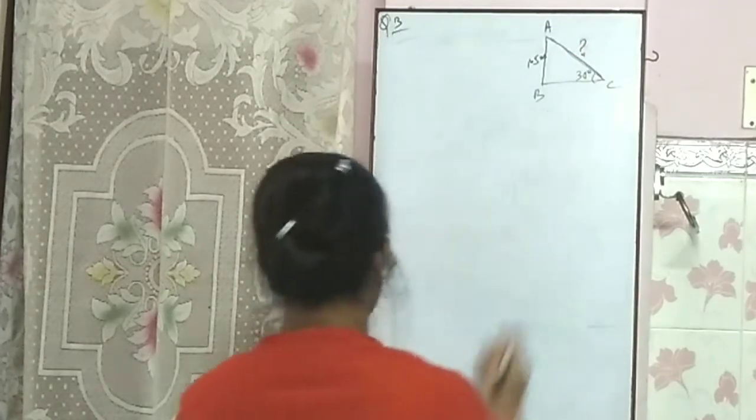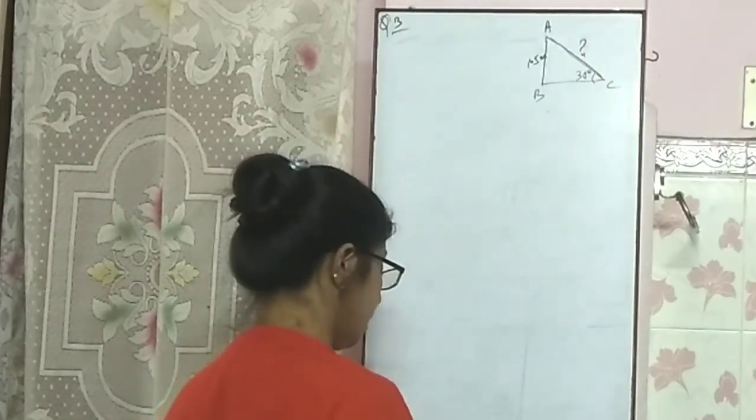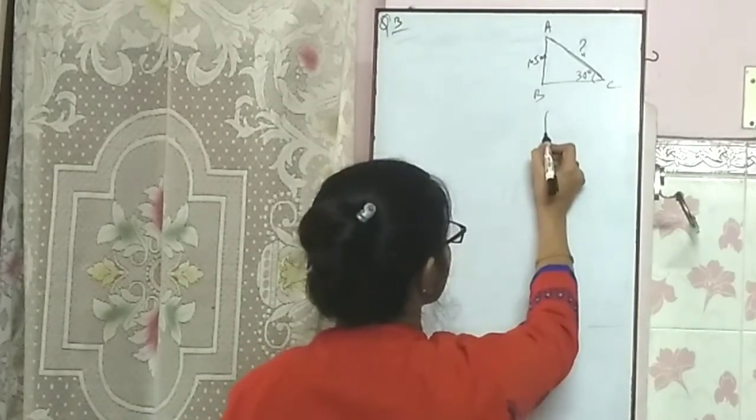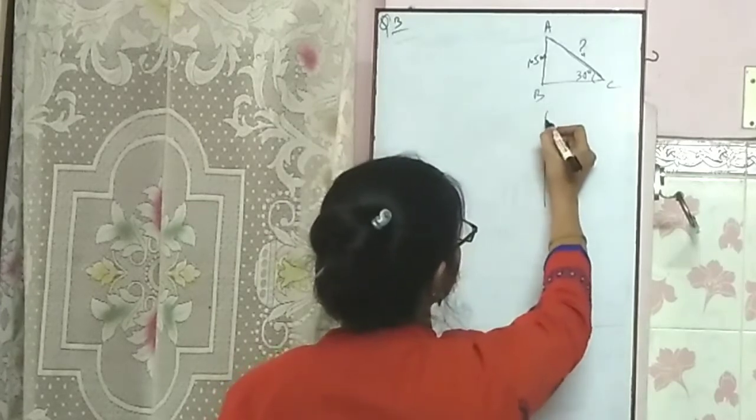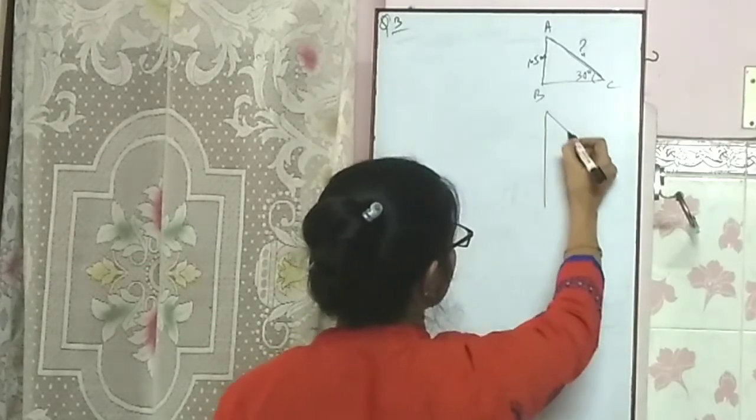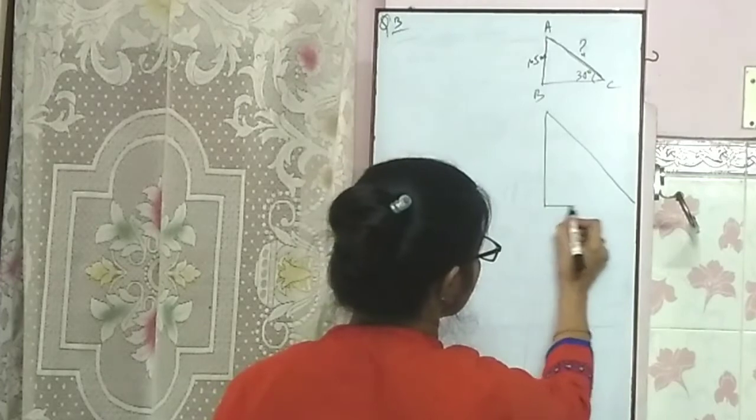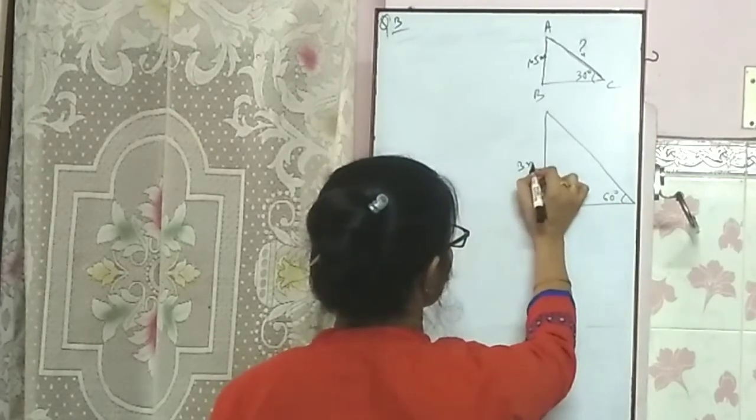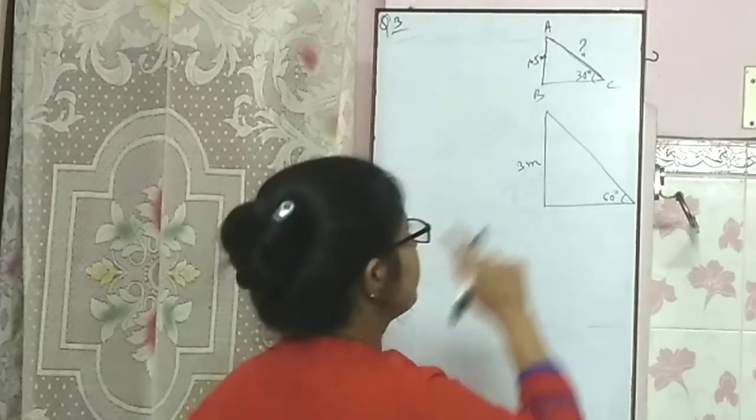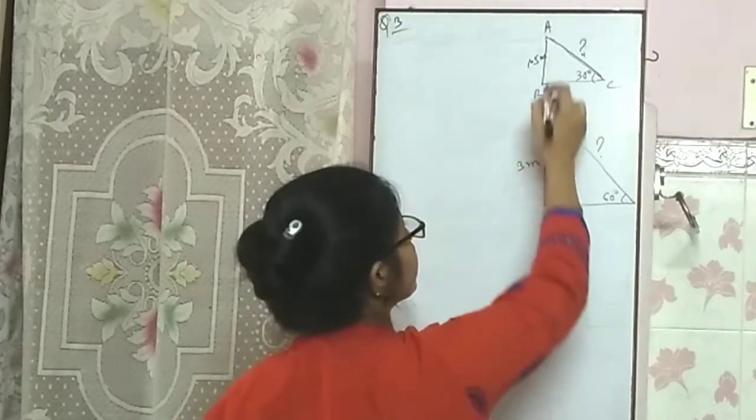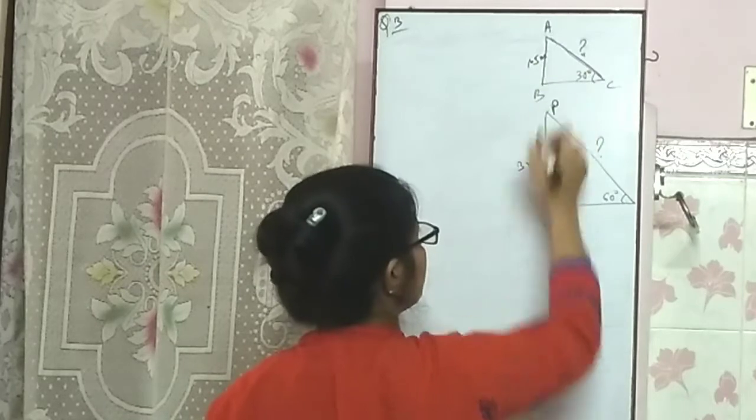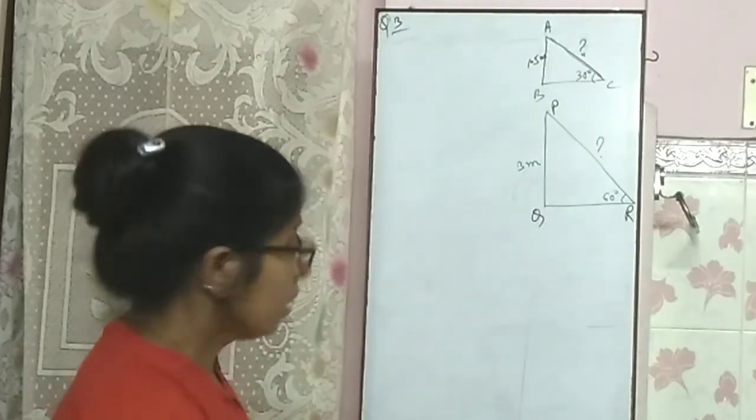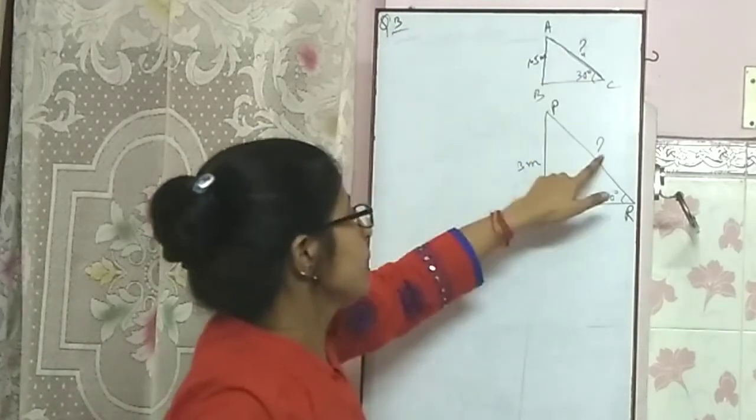Similarly, another is 3 meter height, and its inclined angle is 60 degree. You need to find the length of the slide. A, B, C, suppose it is P, Q and R, any letter you can use. Now in both the cases you need to find this and this.